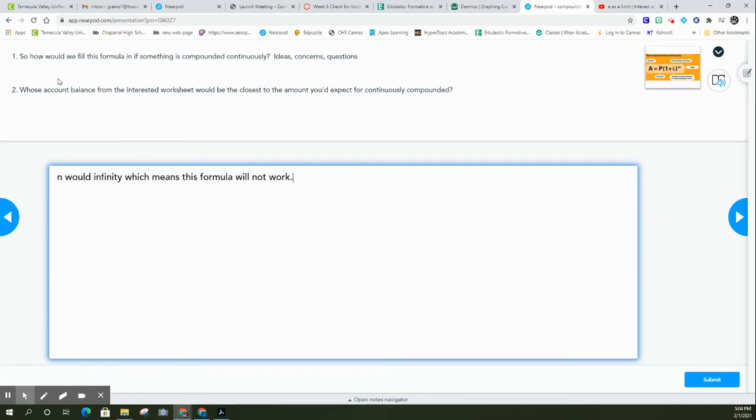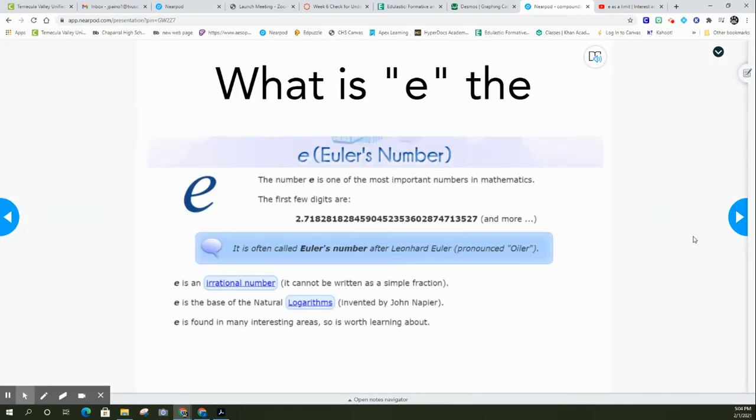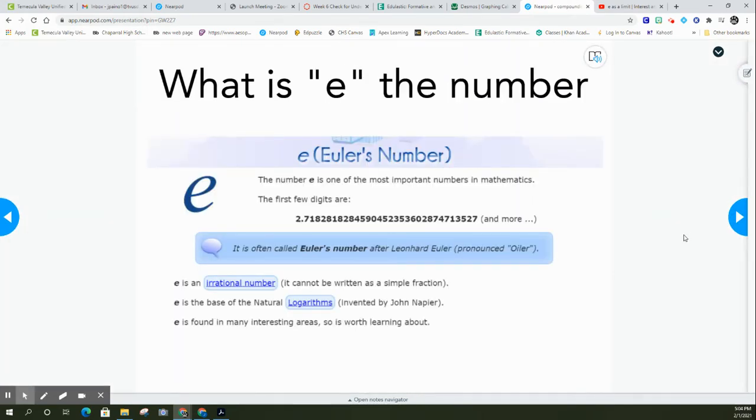Since we know that that formula won't work, we've got to come up with something different. And so we're going to learn about this new number. The number is E, another letter just like pi. It is real. It's irrational. It's 2.718 and continues on forever, never repeats. So it's an irrational number. It was discovered by Leonhard Euler, and he named it E because that's what his name started with.